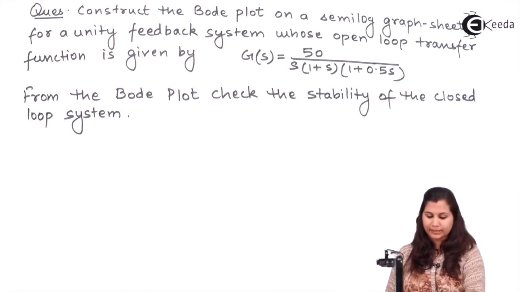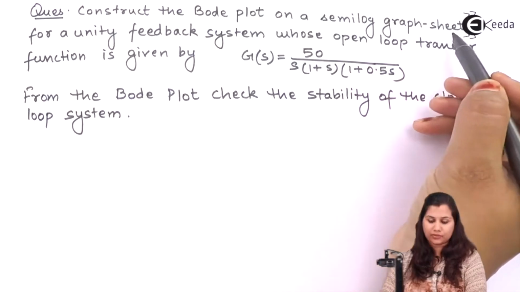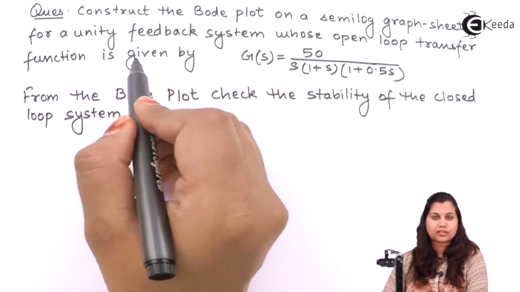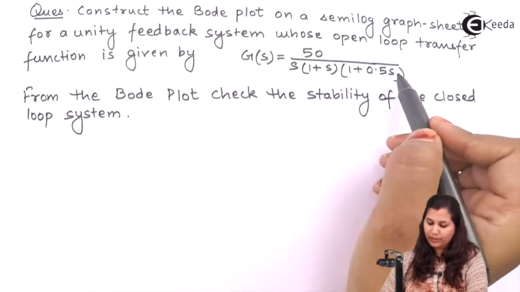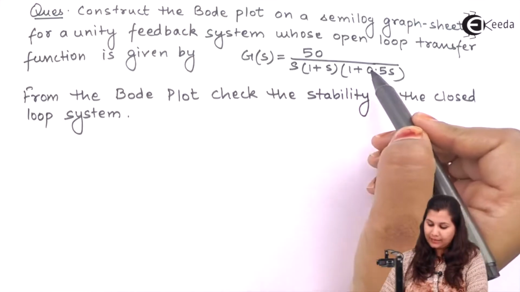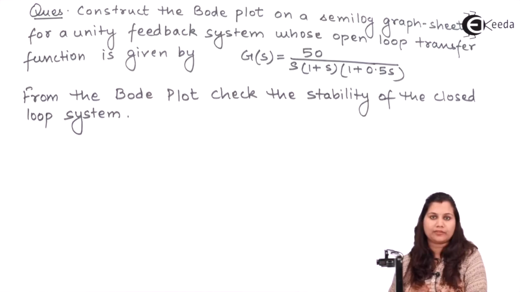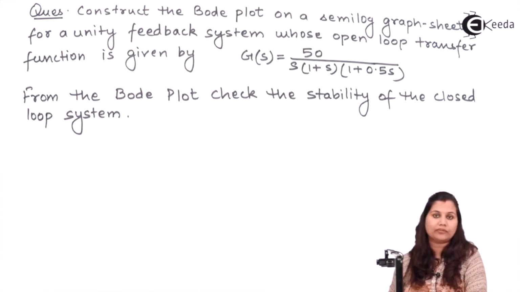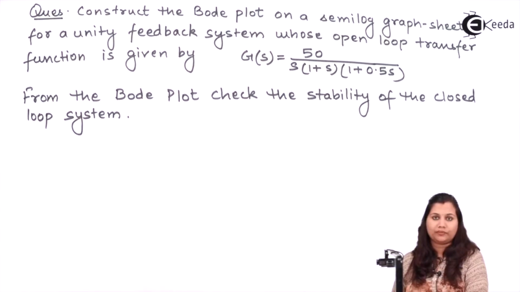So our problem is to construct the Bode plot on a semi-log graph sheet for a unity feedback system whose open loop transfer function is given to us as G(s) equals 50 upon s(1 plus s)(1 plus 0.5s). So this is the open loop transfer function of the system. And after constructing the Bode plot, we also have to check the stability of the closed loop system. Okay, so let's try to solve this problem.